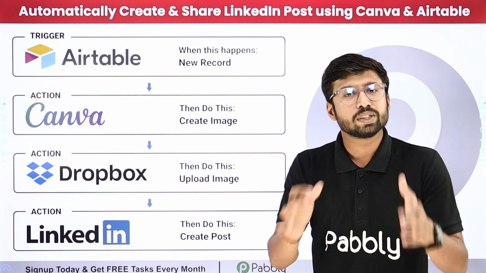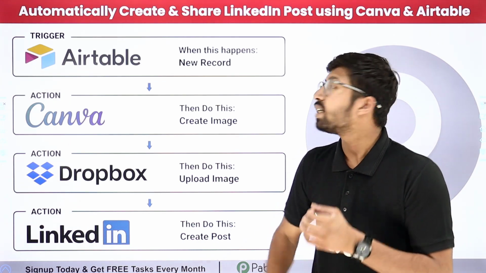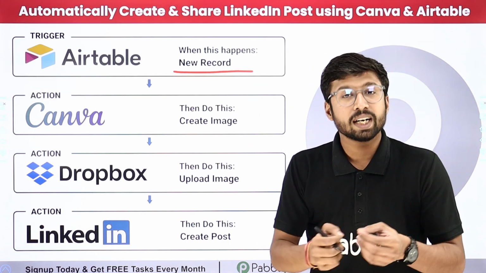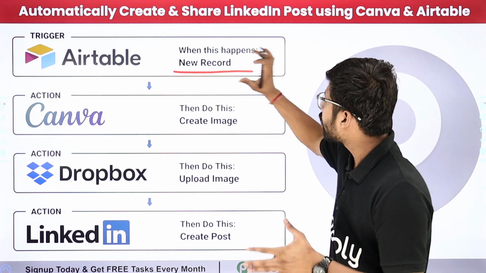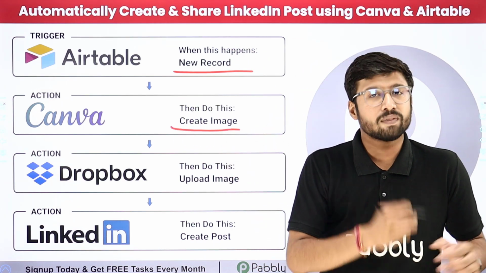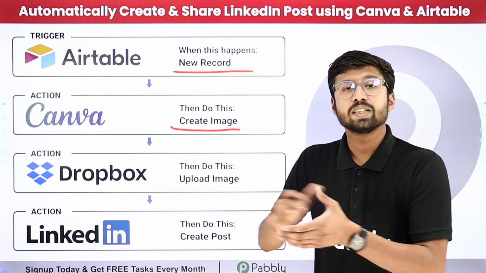So in this automation, just by adding some content and the details of the post in our Airtable database with the date and time, that at what date and time you want to publish this post, you can automatically send that data to Canva, and using a template in Canva, you can create a new graphic image as well.